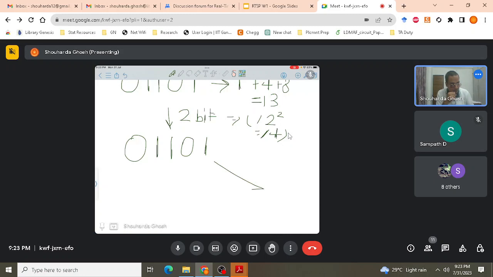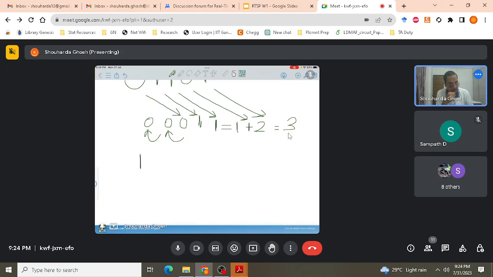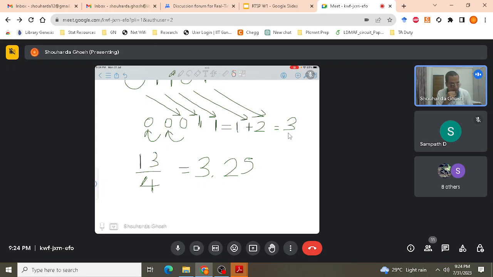Now see what happens. 01101: the first bit goes away, the second bit goes away, the third bit moves here, the fourth bit moves here. Now a most important thing: copy the MSB until it is 5 bits. Now what is this? 1 plus 2, that is 3. So when I divide 13 by 4, that's 3.25. But we are working with integer numbers, so what actually happens is that we do a floor operation and we get 3. In reality it is division followed by a floor operation, because we are truncating the fractional part.